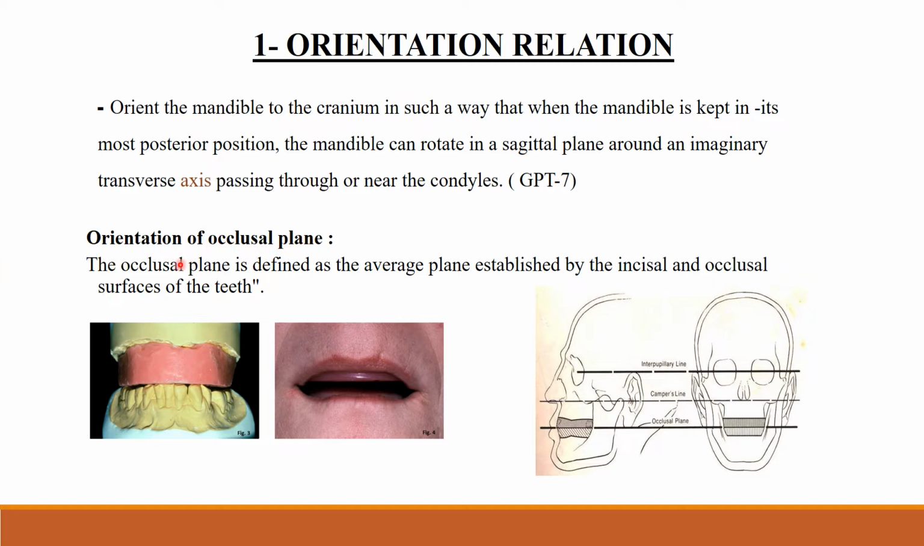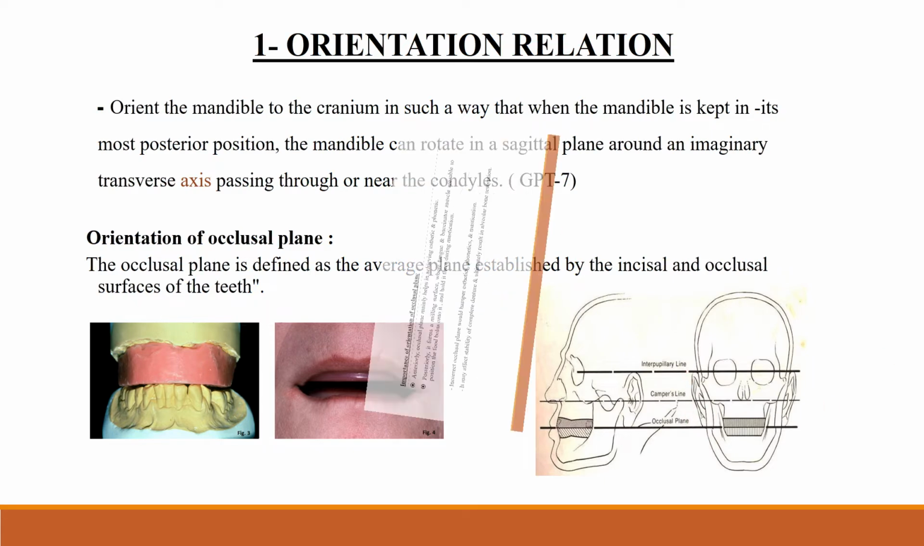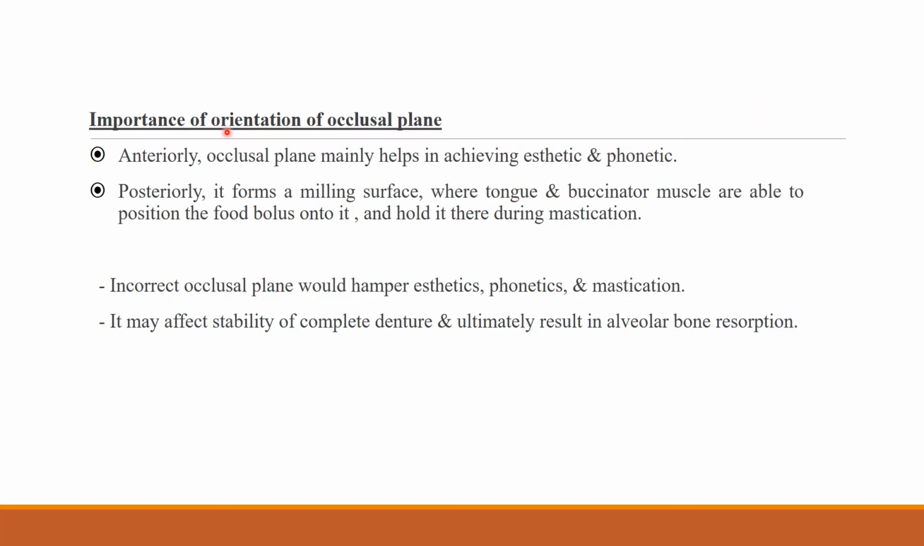Coming to the orientation of occlusal plane. So occlusal plane, you can see this is an occlusal rim. This is in the patient's mouth. The occlusal plane is defined as the average plane established by the incisal and occlusal surfaces of the teeth. So you can appreciate that the interpupillary line is there, the Camper's line, and the occlusal plane. Coming to the importance of the orientation of occlusal plane.